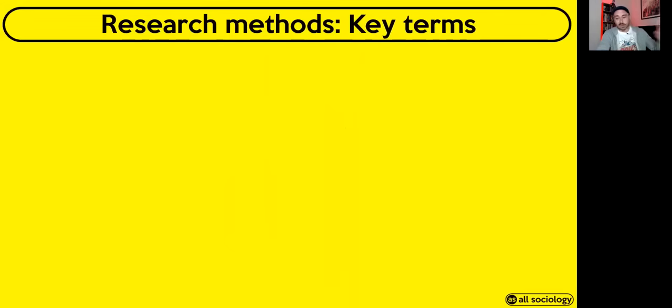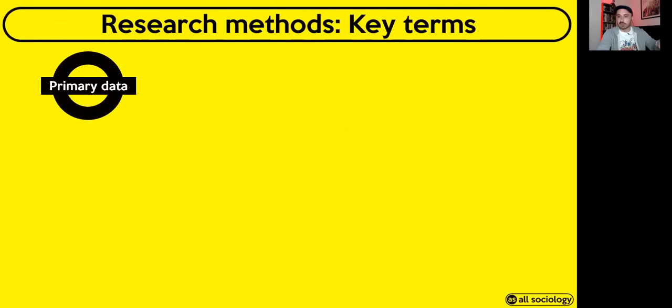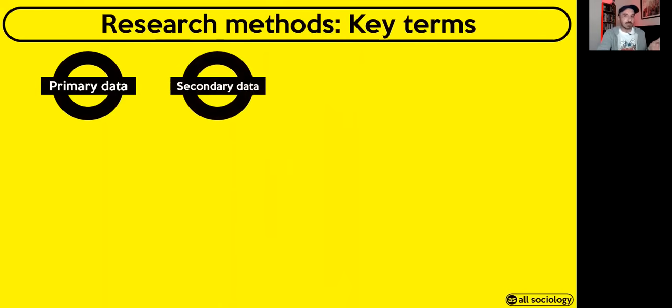So, right. Key terms. I'm just going to bang through a whole load of these. Primary data is data that you, the sociologist, collect yourself. That's it. Secondary data is data that is produced by somebody else that you then use almost secondhand. So let's say that someone else has done a bunch of questionnaires on what you think of these videos, and I want to know what people think of these videos. I can pick up those questionnaire responses and read them, but I haven't done it myself.